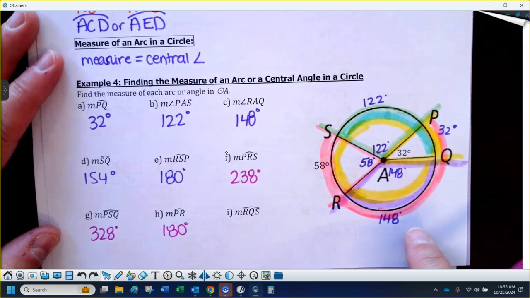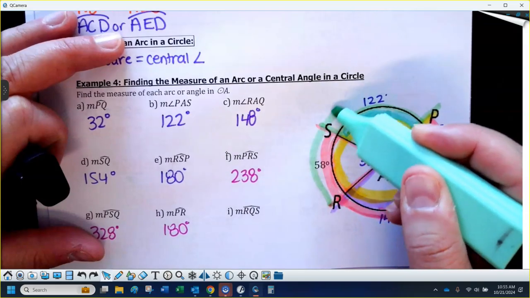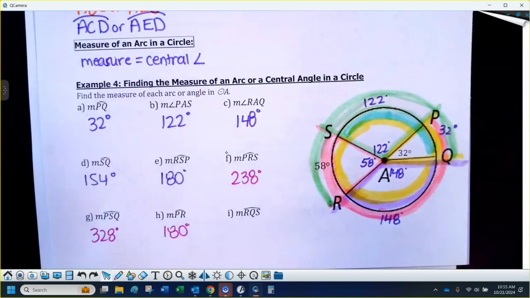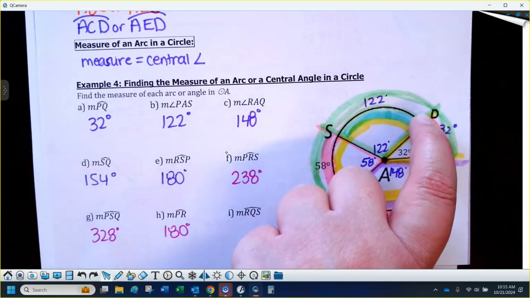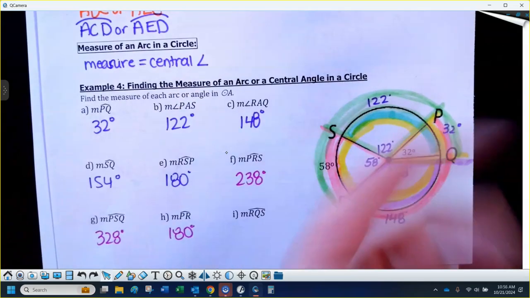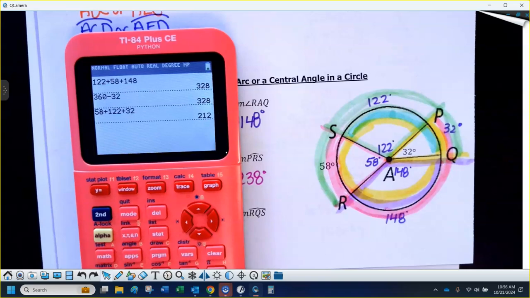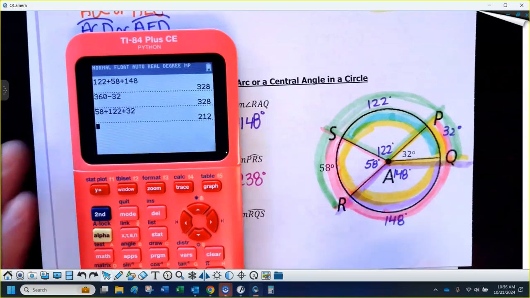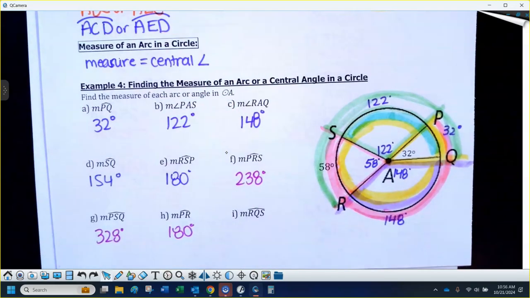And then the last one is RSQ. I am trying to see if I have a different color I can use. Here's R to S, and I'm going to end up over here at Q. Sorry, I kind of garbled this diagram beyond recognition here. But R to P, that's 180 right there, and then 32 more. We could just add that up: 58 plus 122 plus 32 is 212. The other thing you could do, this goes all the way around except for the 148. You could do the whole circle minus the arc you didn't use, which is the 148. It's the same number, 212.